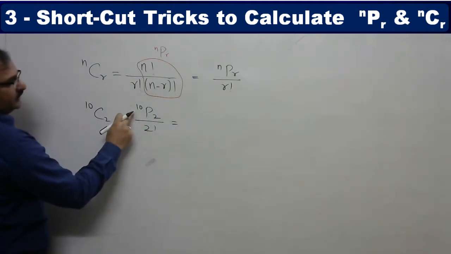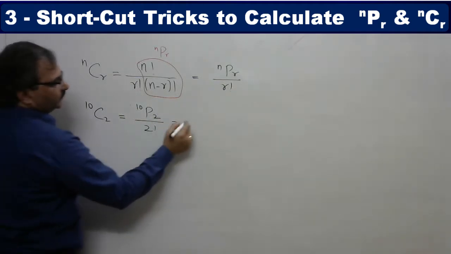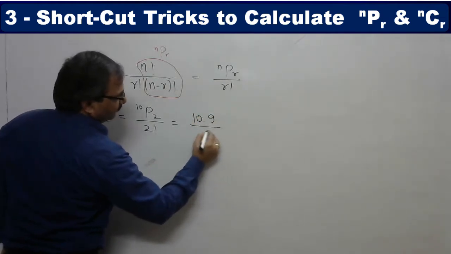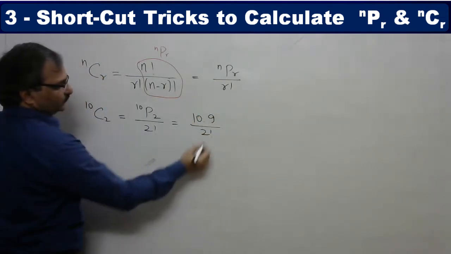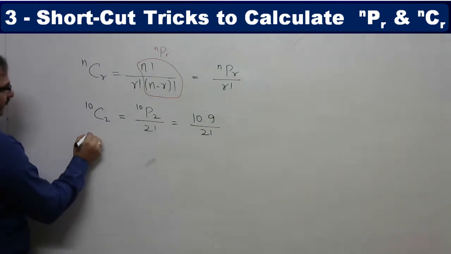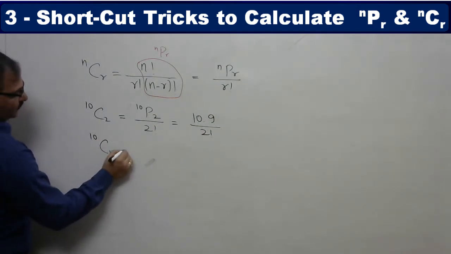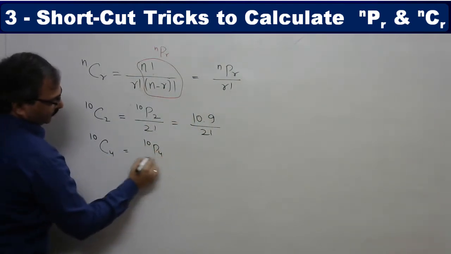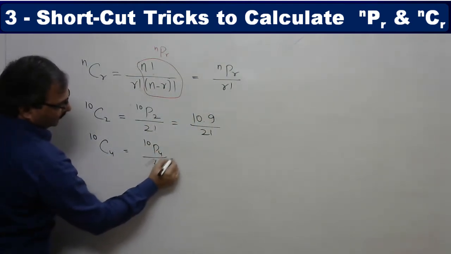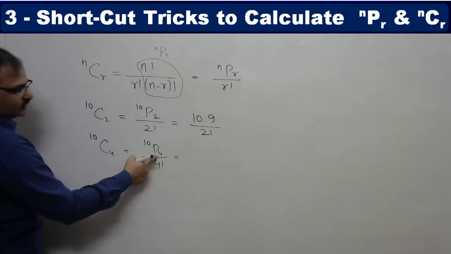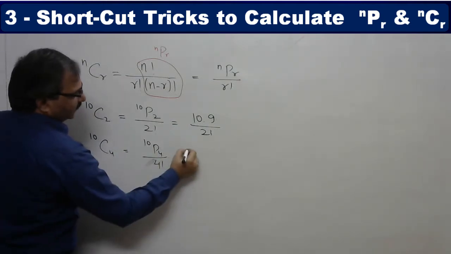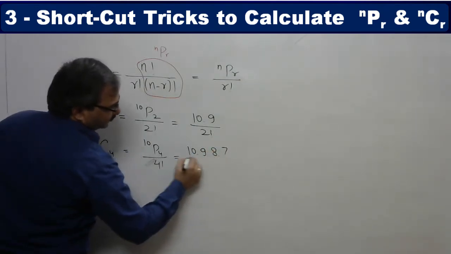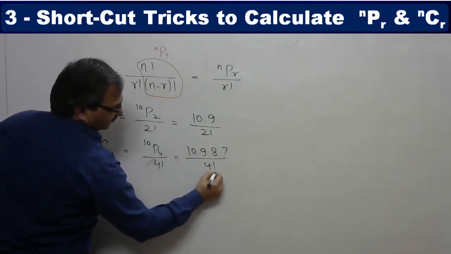And we have just seen the shortcut trick for 10P2. So this can be written as 10 into 9, and the denominator will remain as it is, 2 factorial. Consider the second example, 10C4. Again, by this formula, it will be equal to 10P4 upon 4 factorial, and 10P4, by the shortcut formula we have just learned, will be equal to 10 into 9 into 8 into 7 upon 4 factorial.